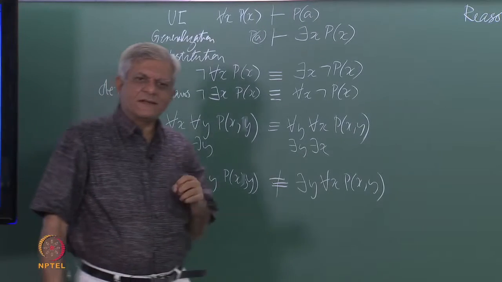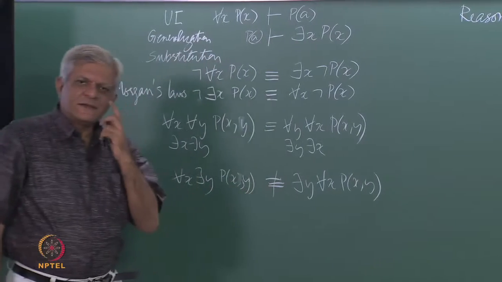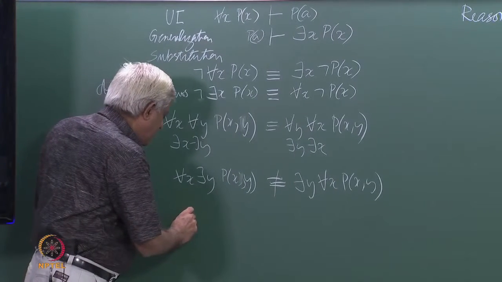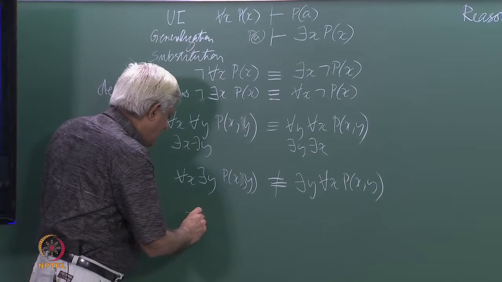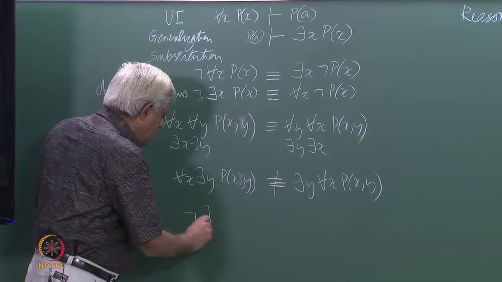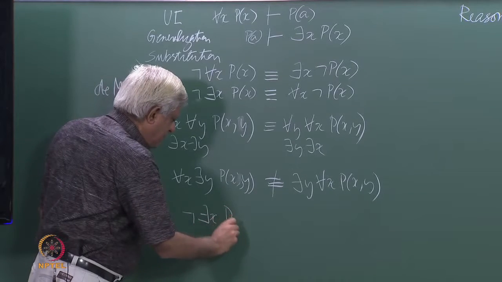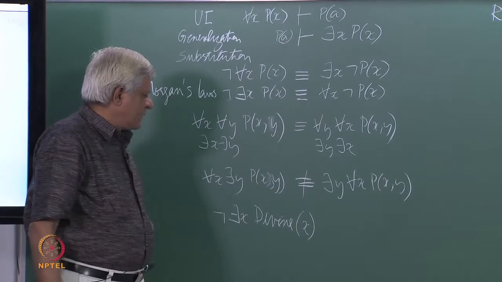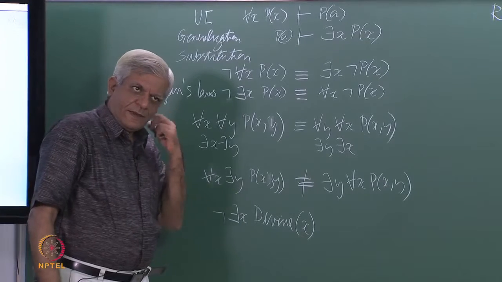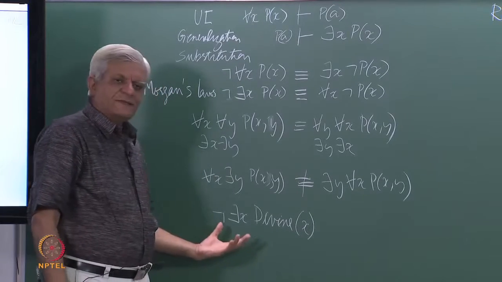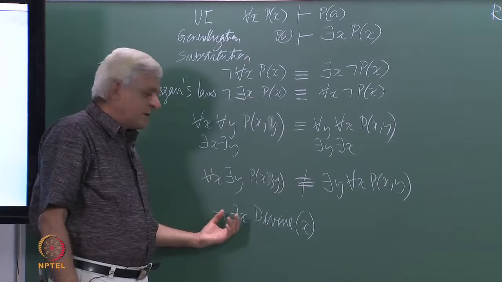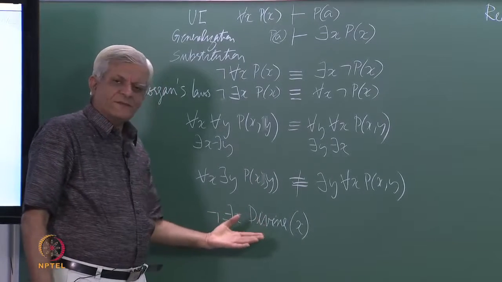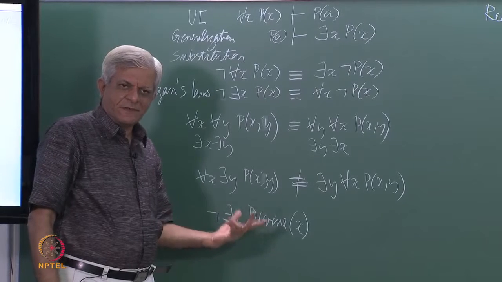Which is why I had mentioned in the last class that it is not very easy to identify what is really the nature of a quantifier. So, for example, if I make a statement, let us say we are talking about people, and this statement is saying that there does not exist an X who is divine essentially. What is the nature of this variable X? Is it an existential variable or is it a universal variable?